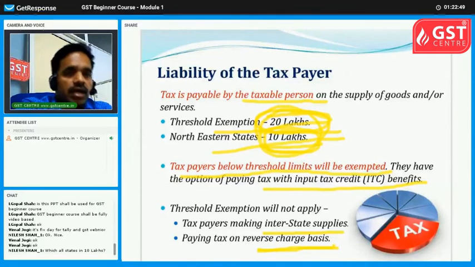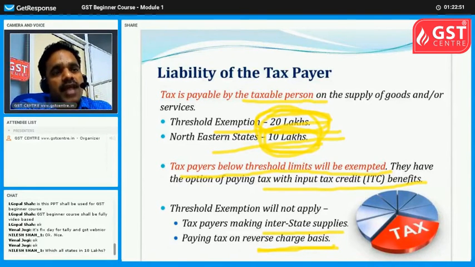And there is a reverse charge mechanism that is applicable in the case of imports. In the case of imports, the buyer, the receiver, has to pay tax. So that is the liability of the taxpayer in the first stage.